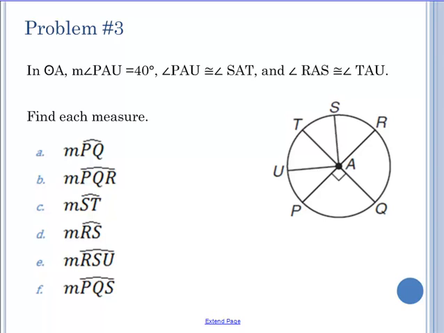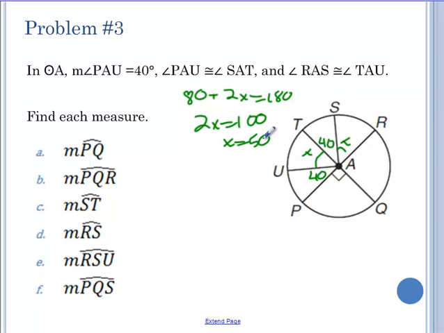Trying this next one, I have 6 things that I need to find. I know angle PAU is 40 degrees. I know angle PAU is congruent to angle SAT, so let's go ahead and mark that one as 40. And I know that RAS is congruent to TAU, so they're the same as well. All 4 of those form a straight line. So 40 plus 40, and x plus x, so 2x equals 180, 2x equals 100, x is 50. Each one of these are 50 degrees.